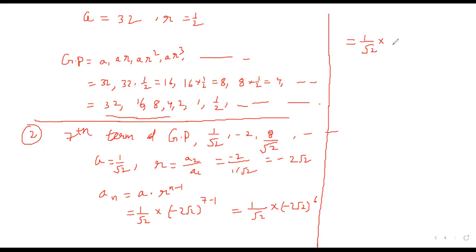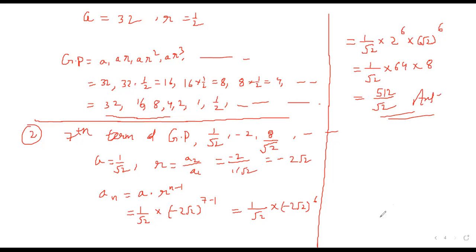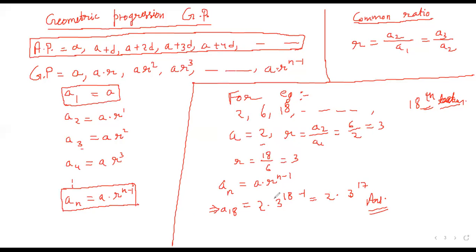The negative sign to an even power will be positive. So we take the power of 6 on 2 and on root 2 also, that is 1 by root 2 into 2 to the power 6, which is 64, and root 2 to the power 6 becomes 2 cube, that is 8. So 64 into 8 is 512 by root 2, which will be the seventh term. So it is very easy to solve all these questions related to geometric progression using the rules which we have discussed in this page.